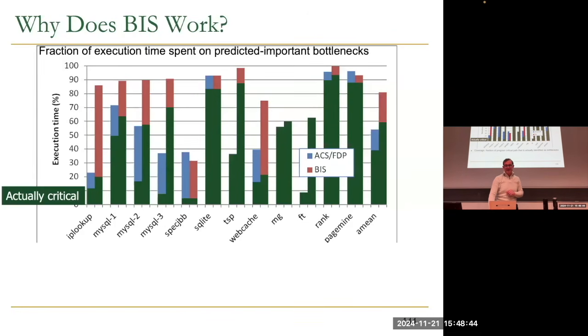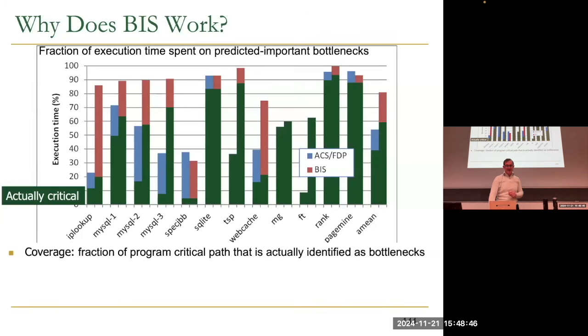But if you do some sort of analysis that is close enough, we define coverage as a fraction of program critical path that is actually identified as bottlenecks. And that increases from 39% to 59%. So it's these green bars over here. So we identify a larger fraction as bottlenecks, which is probably good because there should be some bottleneck in the program, hopefully.